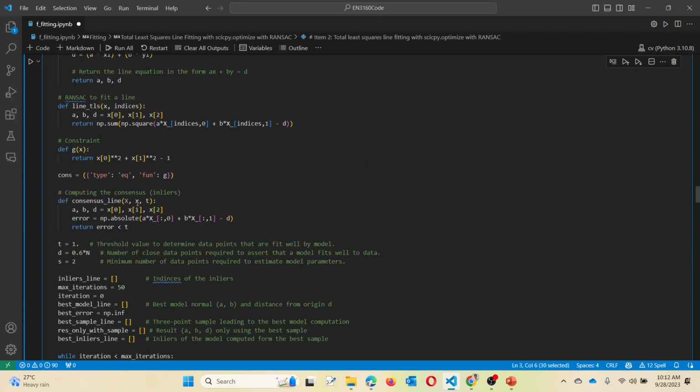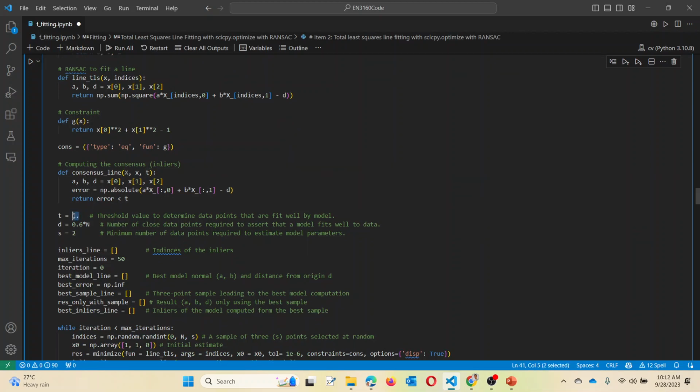Then to get the consensus line, you can see once again I'm passing as x the a, b and d values, and this is the error, as you know, for the total least squares line. If the error is less than t, which we pass in, that's a consensus. So for t I just set 1. I think it's mostly related to the standard deviation. And for d, I take 60% of the points as the number of inliers required, because I know I don't have any outliers in this problem. These parameters you have to carefully tune. s equals 2: to estimate a line we need 2 points to be sampled.